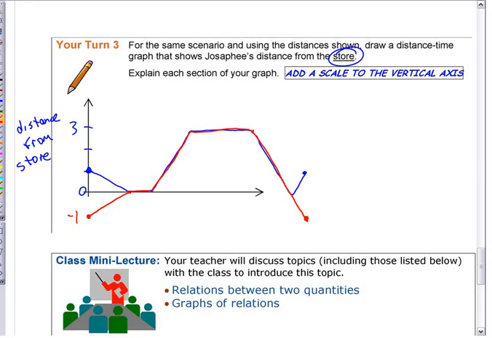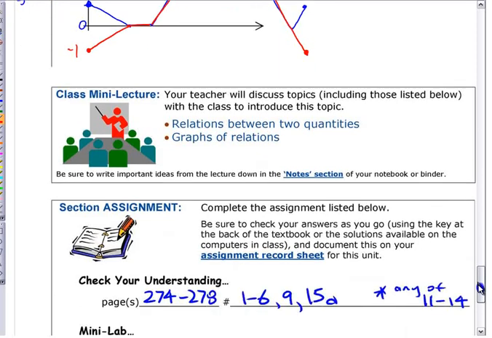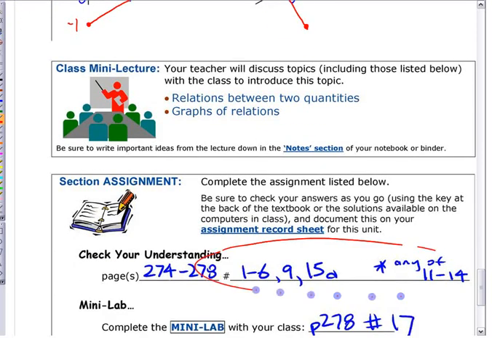All right? Can you get going on this assignment here, please? We've talked about two things here, relationships between two quantities, graphs of relations. We've actually talked about rates of change as well, and how the slope of the line represents the rate of change. You need to do this, okay? And you need to do this. You have some time right now to use to do that. You can get a pretty good chunk of this done.